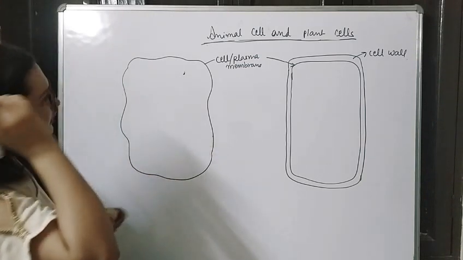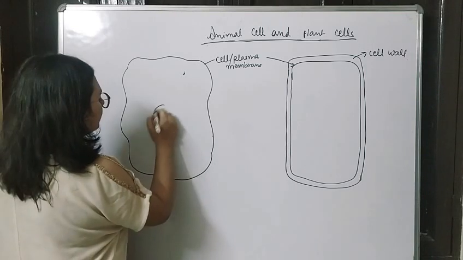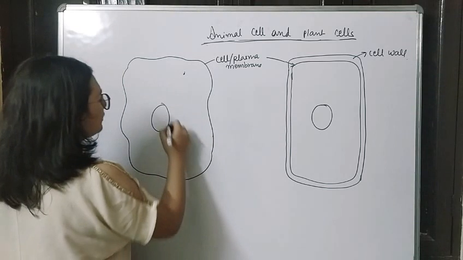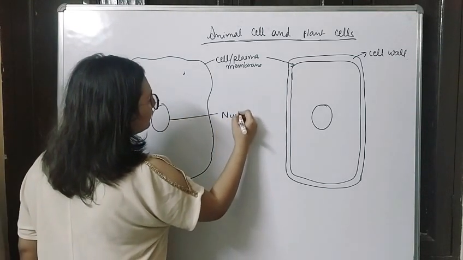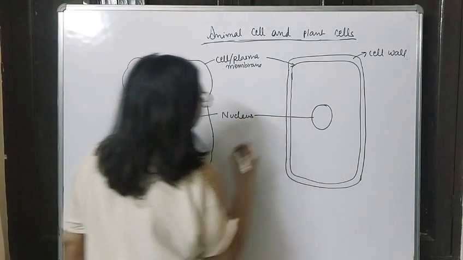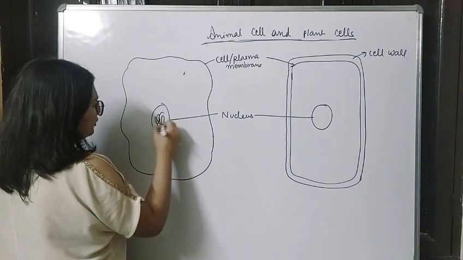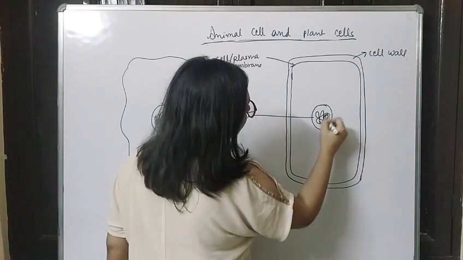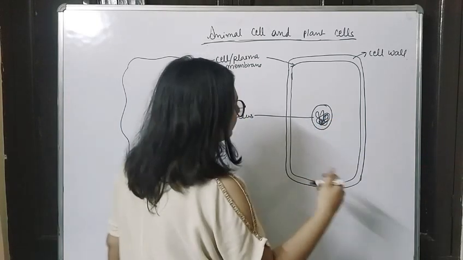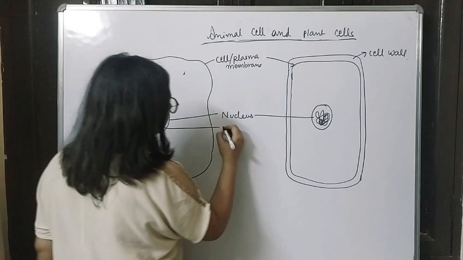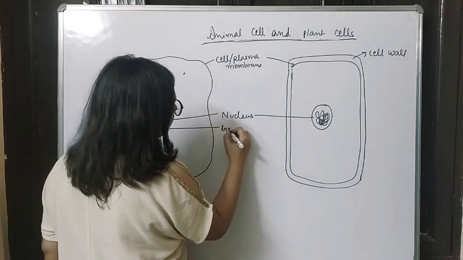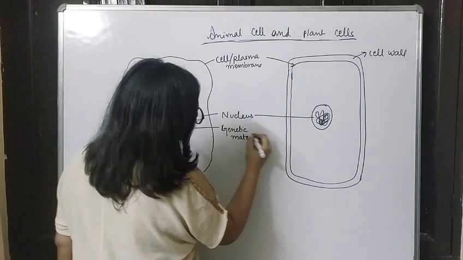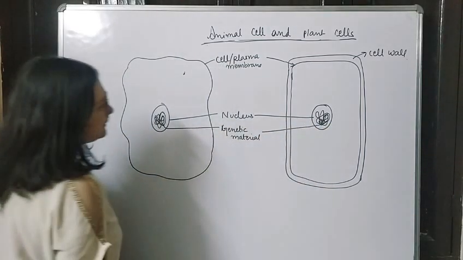Just slightly fine. Then in center, as both are the eukaryotic cells, so both have centrally located nucleus. So this is their nucleus. And then you can see we have nuclear material, or you can say genetic material, DNA, and it has chromosomes, and inside chromosomes you have DNA. Now this is the nuclear material, or you can call it as genetic material. This is the genetic material we have. Fine.